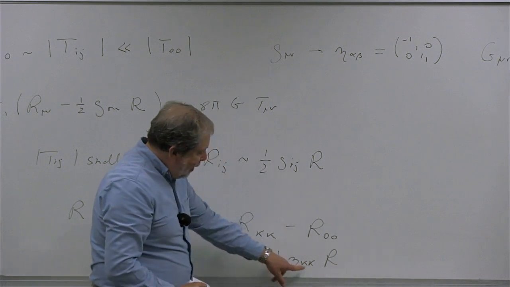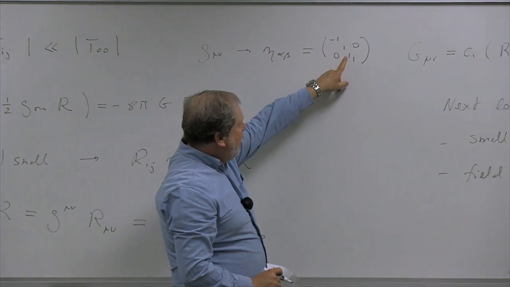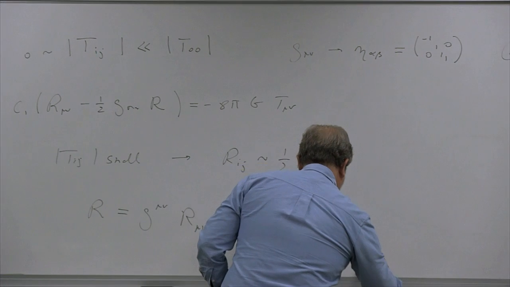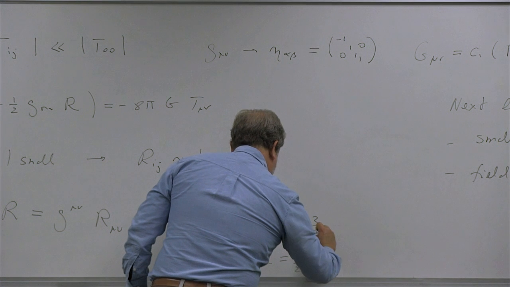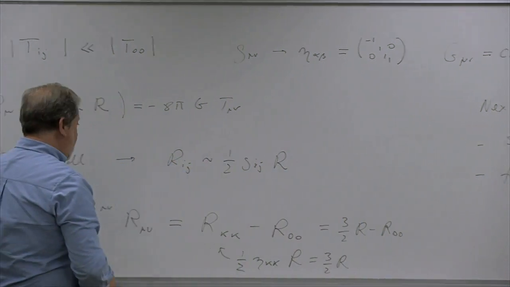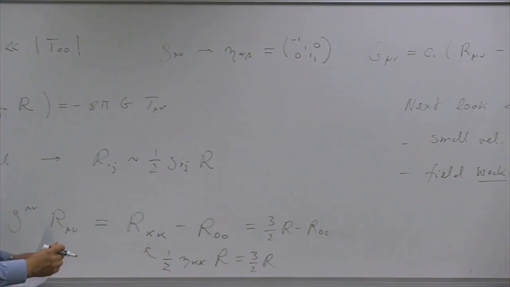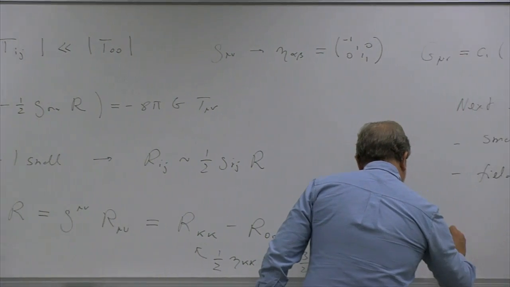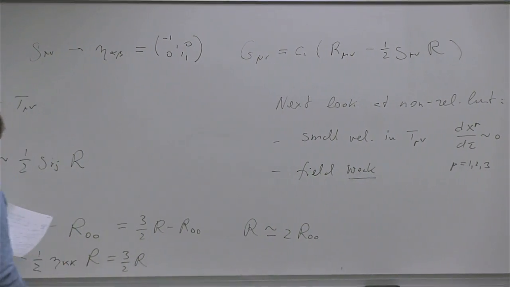And so η_kk is the sum over k of the spatial components, and that's these three here, 1, 1, 1. So the trace is equal to 3. So this is just equal to 3/2 times R. So you have that the scalar curvature is equal to 3/2 times the scalar curvature minus the R_00. So from that you can solve for the R_00, right? And so this tells us that the R is approximately twice the R_00, right?